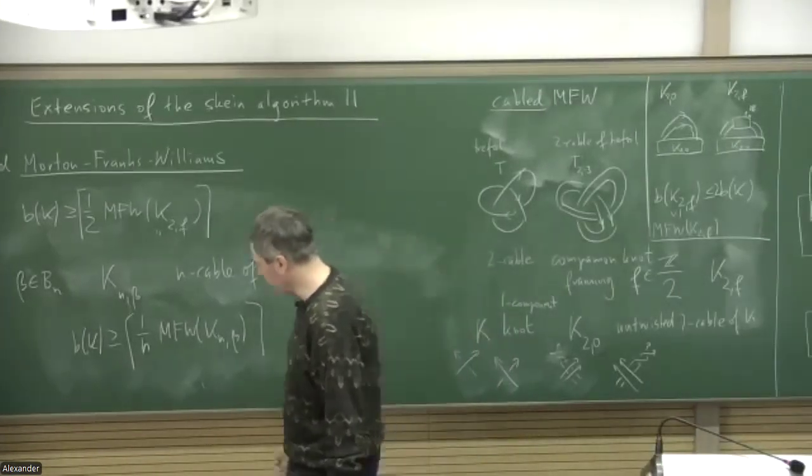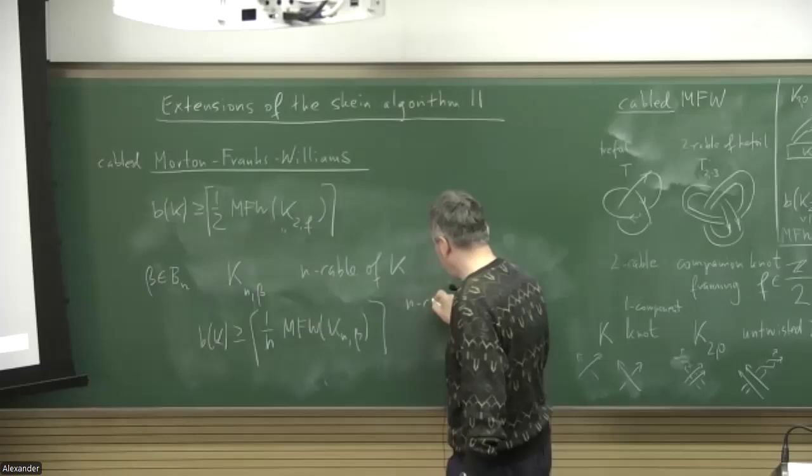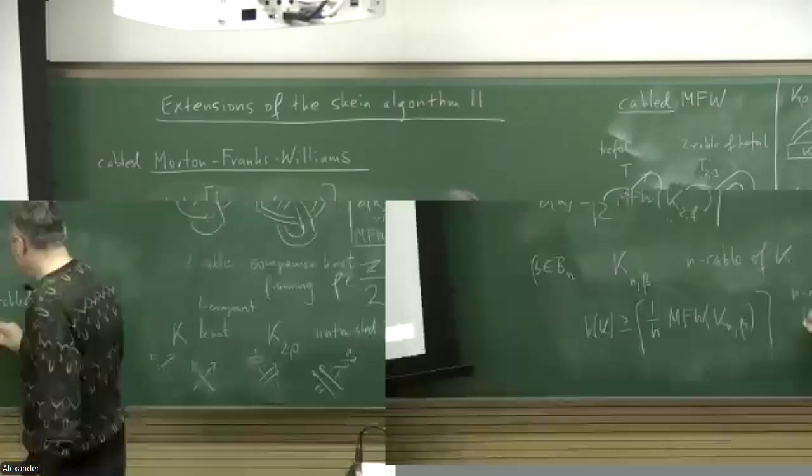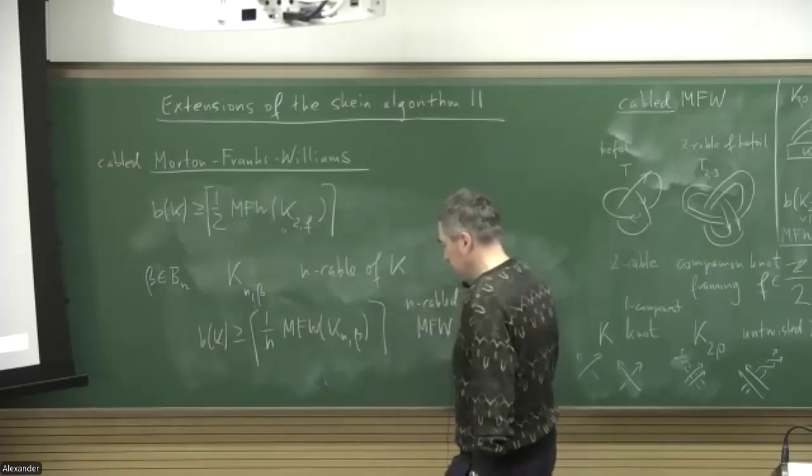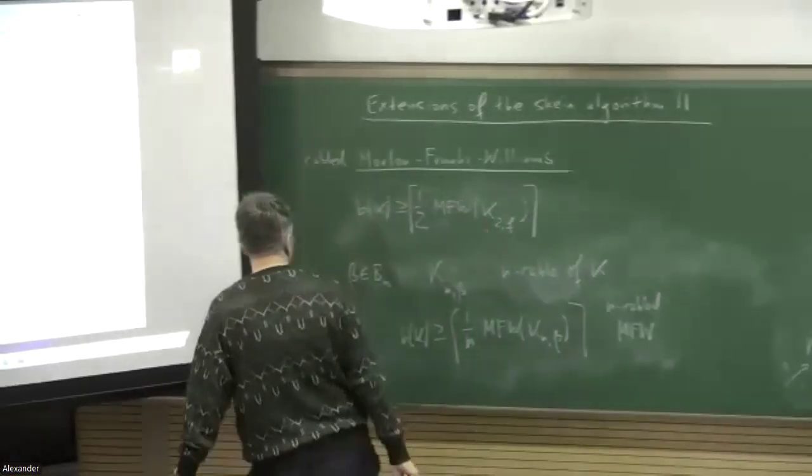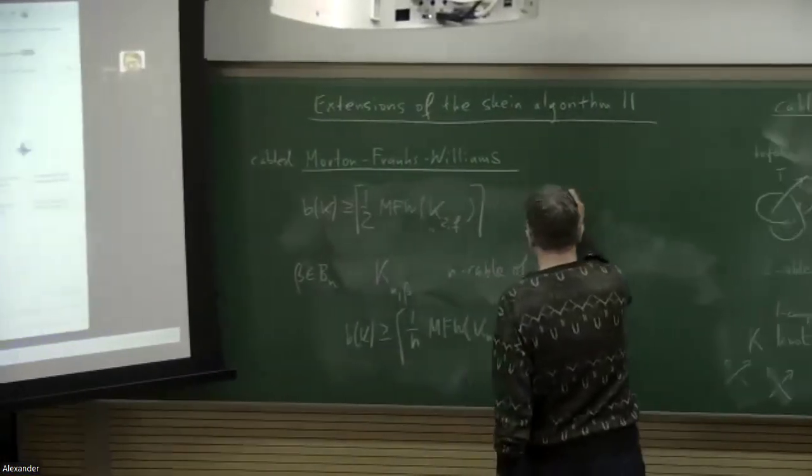So you can use also higher cables. So this is the n-cable Morton-Franks-Williams bound. So this is the 2-cable.